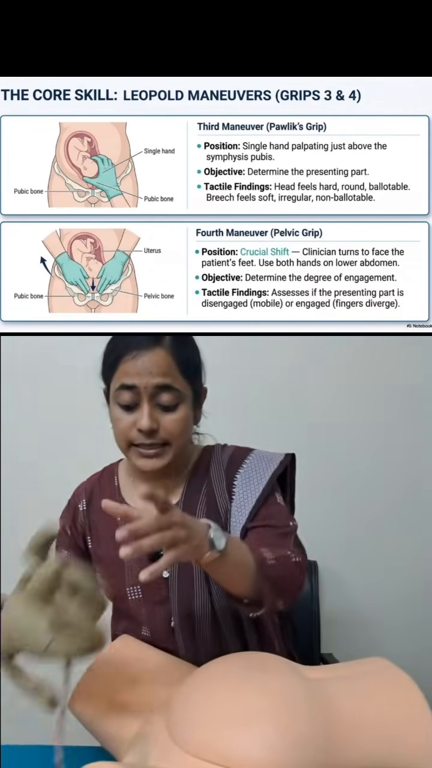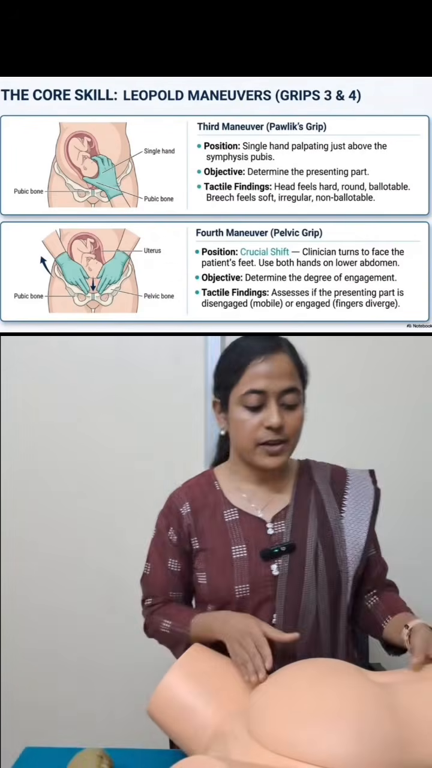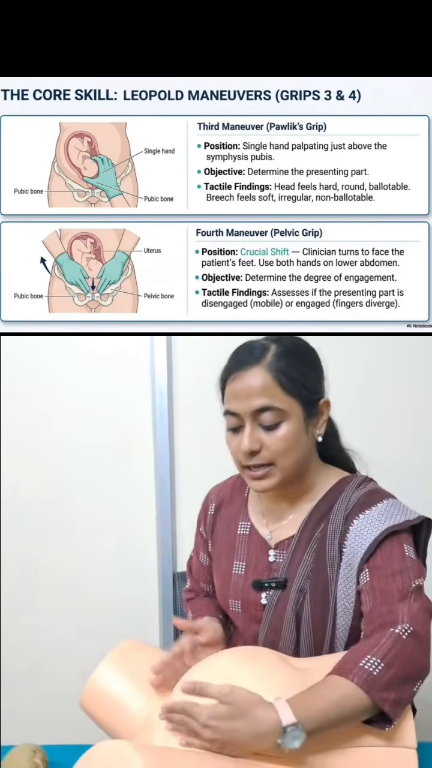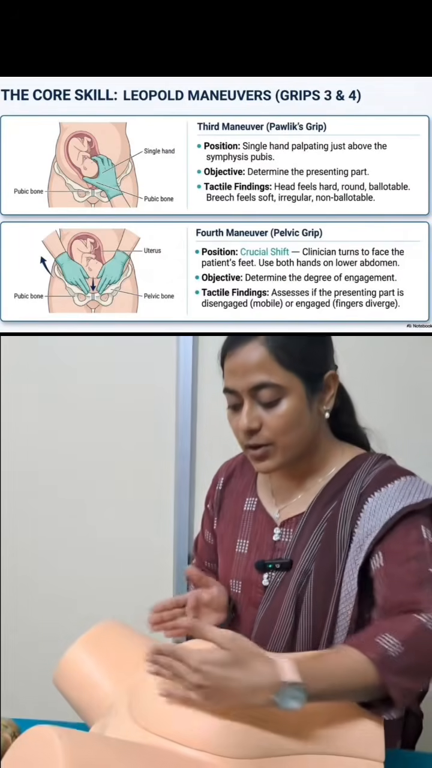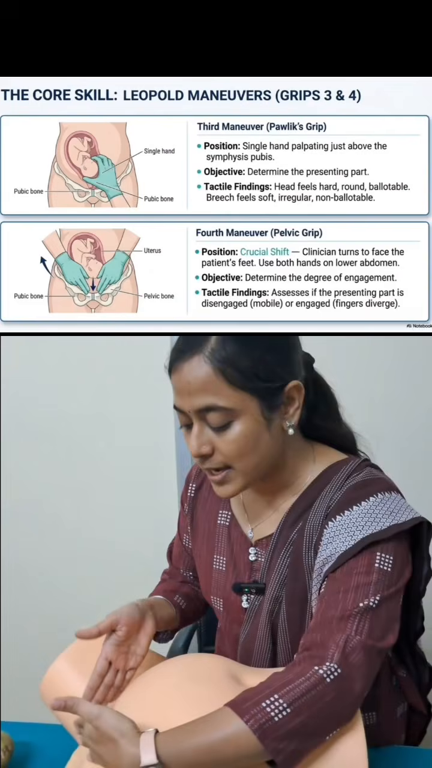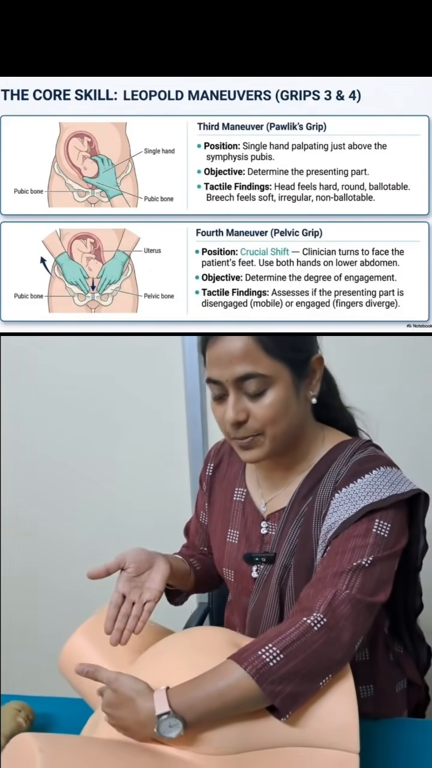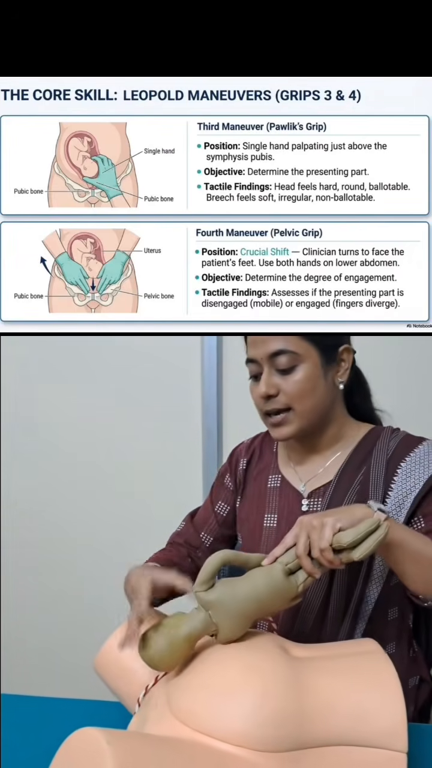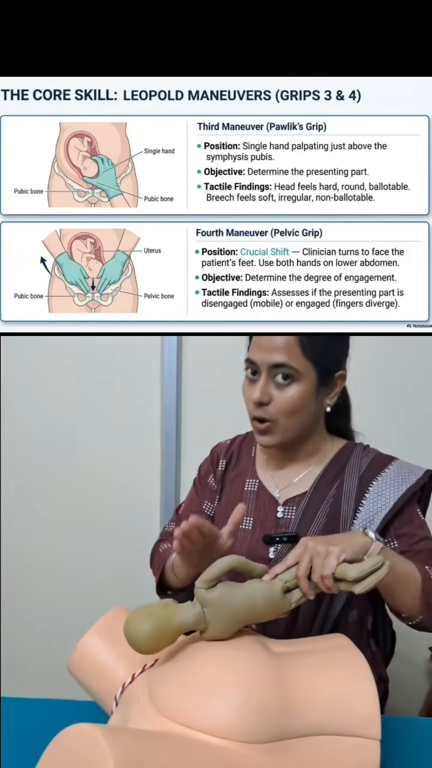So then comes the fourth grip. Here we are facing towards the feet of the patient with both the hands kept parallel towards the inguinal ligament. We are going downwards and backwards, and it is the continuation of the third grip, where we are going to assess whether the presenting part got engaged into the pelvic brim or not.